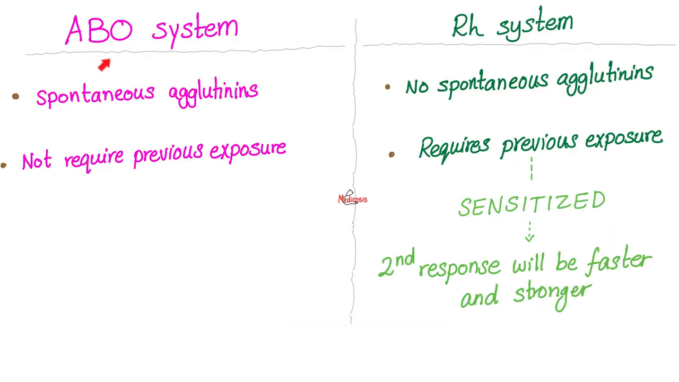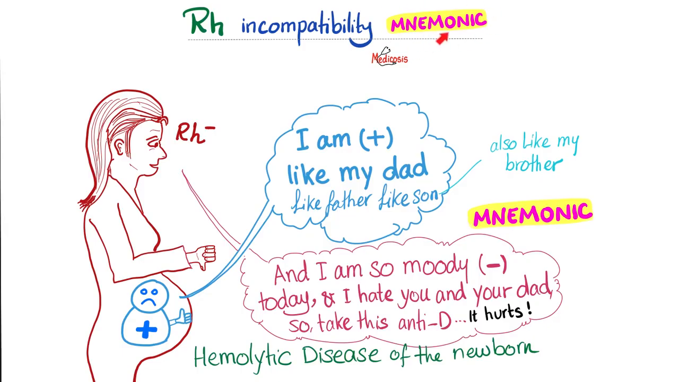Hemolysis. ABO incompatibility can happen in the first pregnancy. Rh usually spares the first pregnancy, but it attacks the second, third, and fourth, and all subsequent pregnancies because it requires sensitization first. Do we have a mnemonic for this?